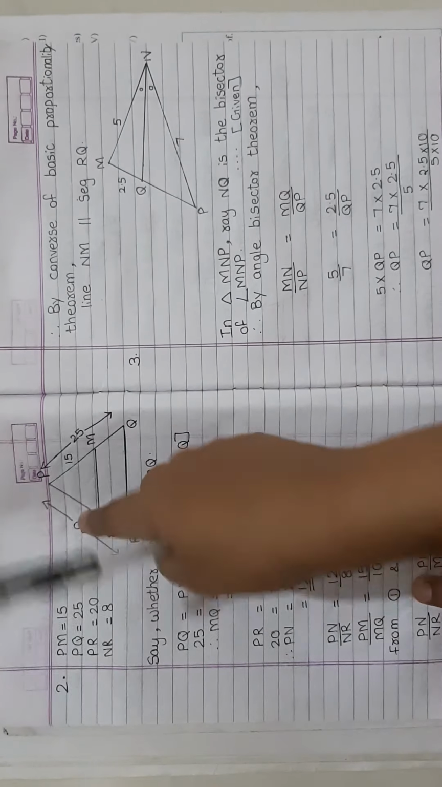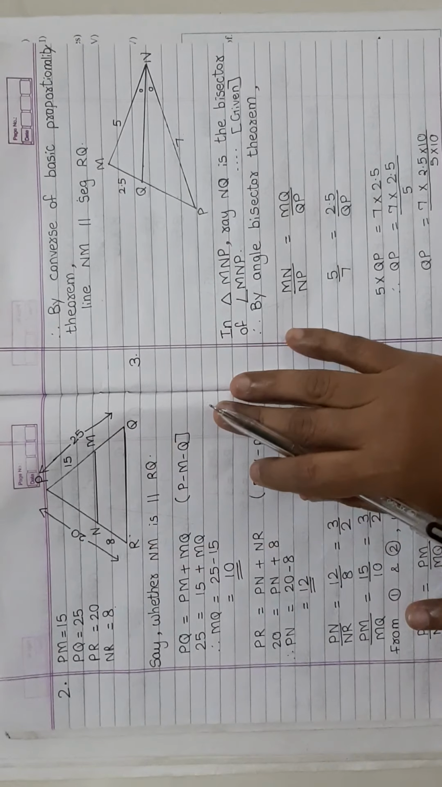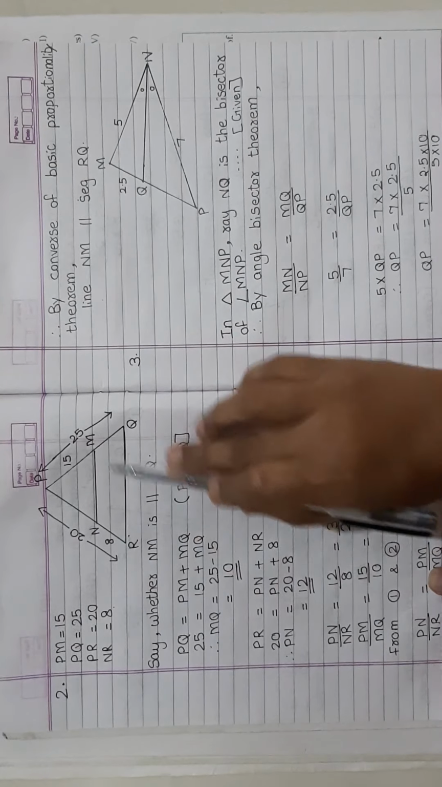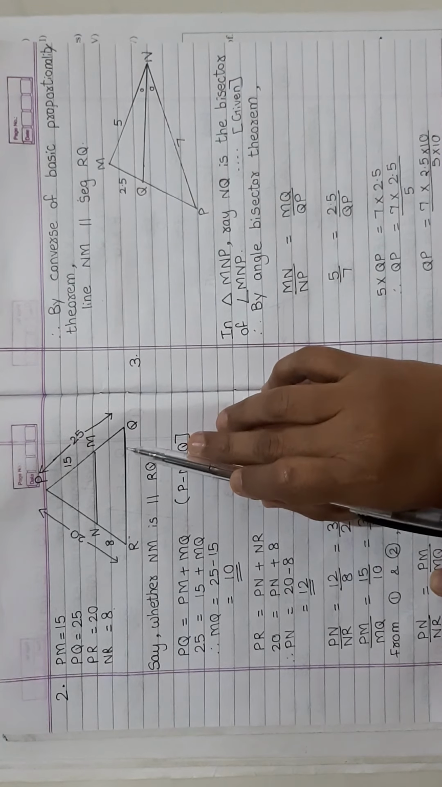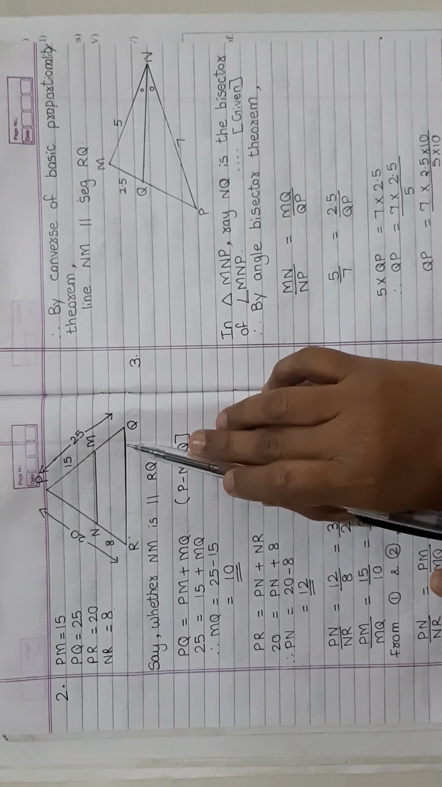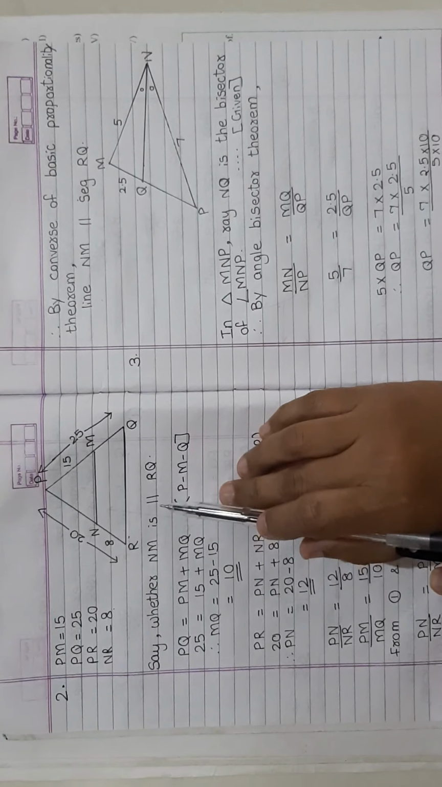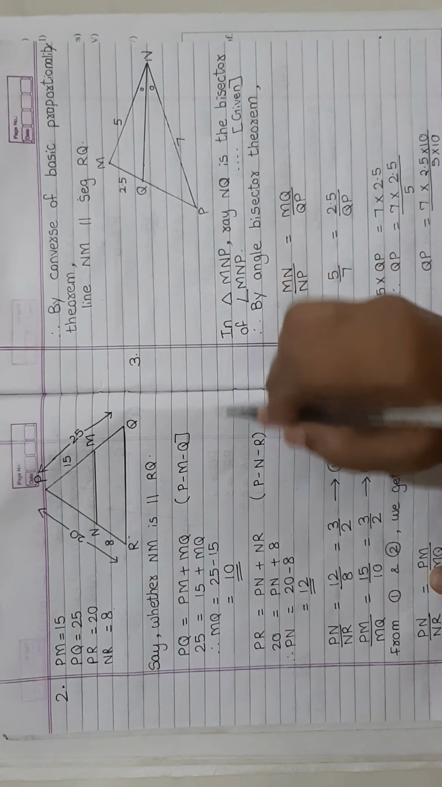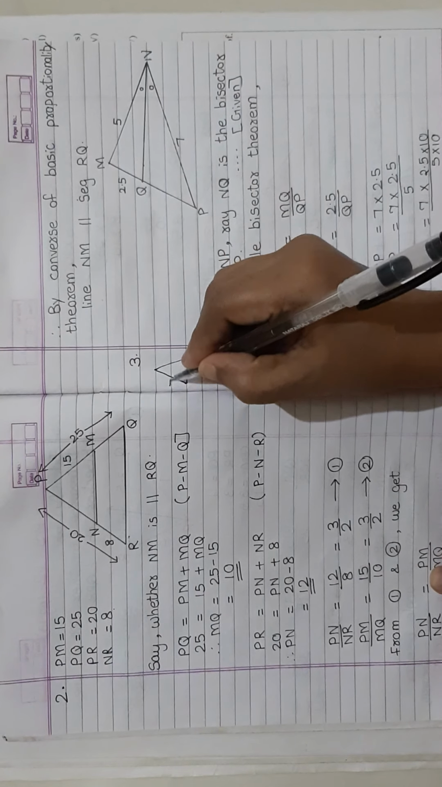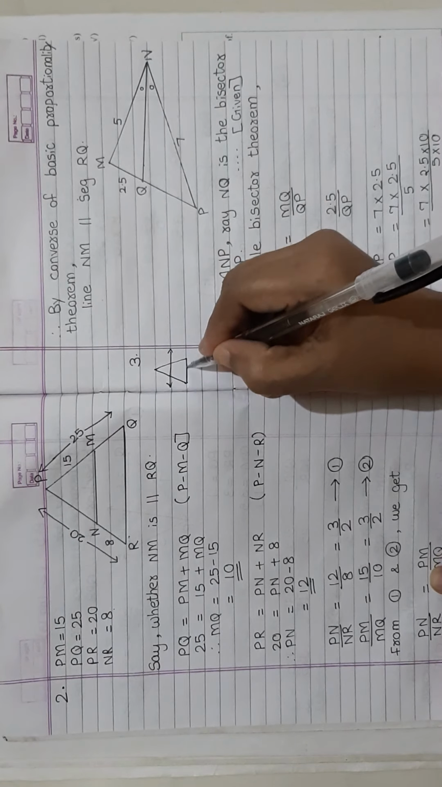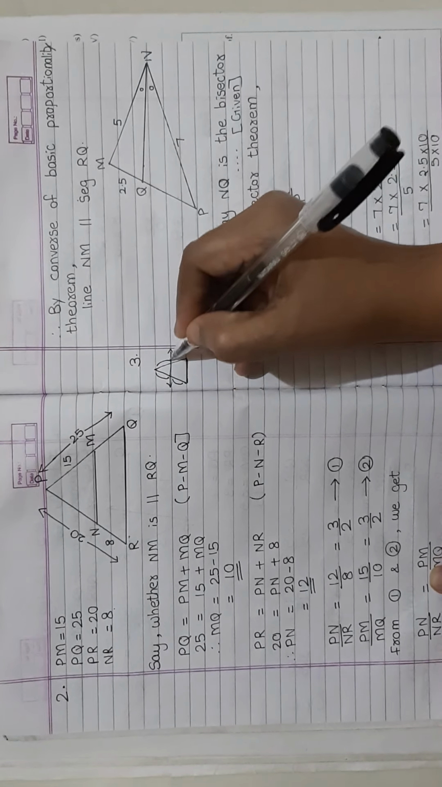Now see here, whatever information is given I have written, I have drawn the figure. We have to say whether these two are parallel. These two are parallel means immediately it should strike our mind that we should try to apply basic proportionality theorem. Okay, see again, what is basic proportionality theorem? As I said, a triangle will be given, a line will be parallel to one side of the triangle, then this will be in proportion.